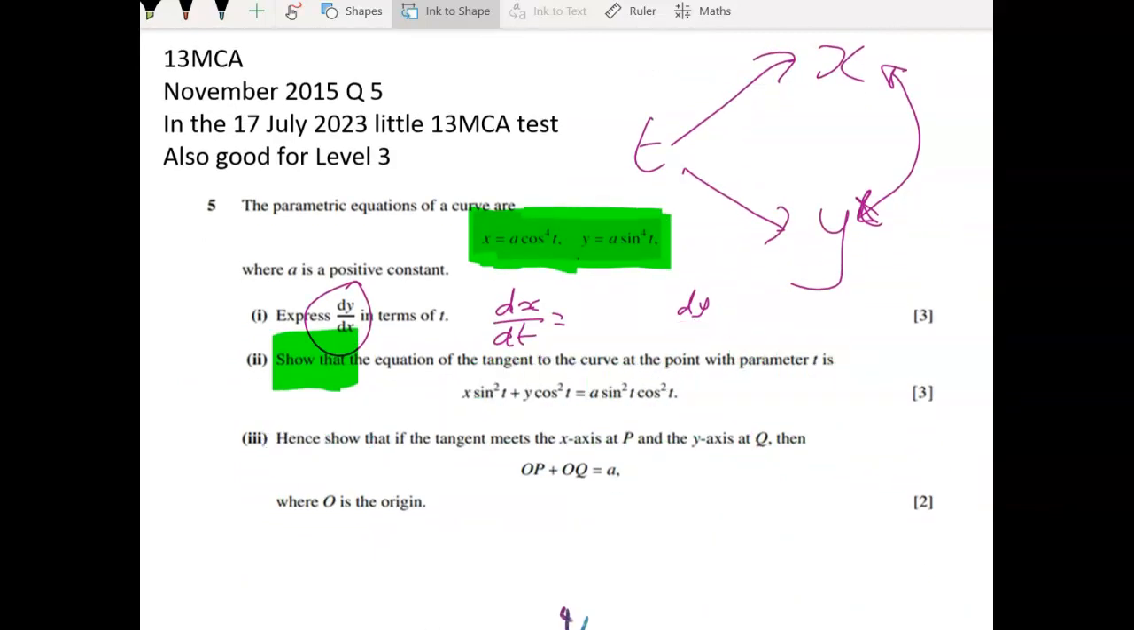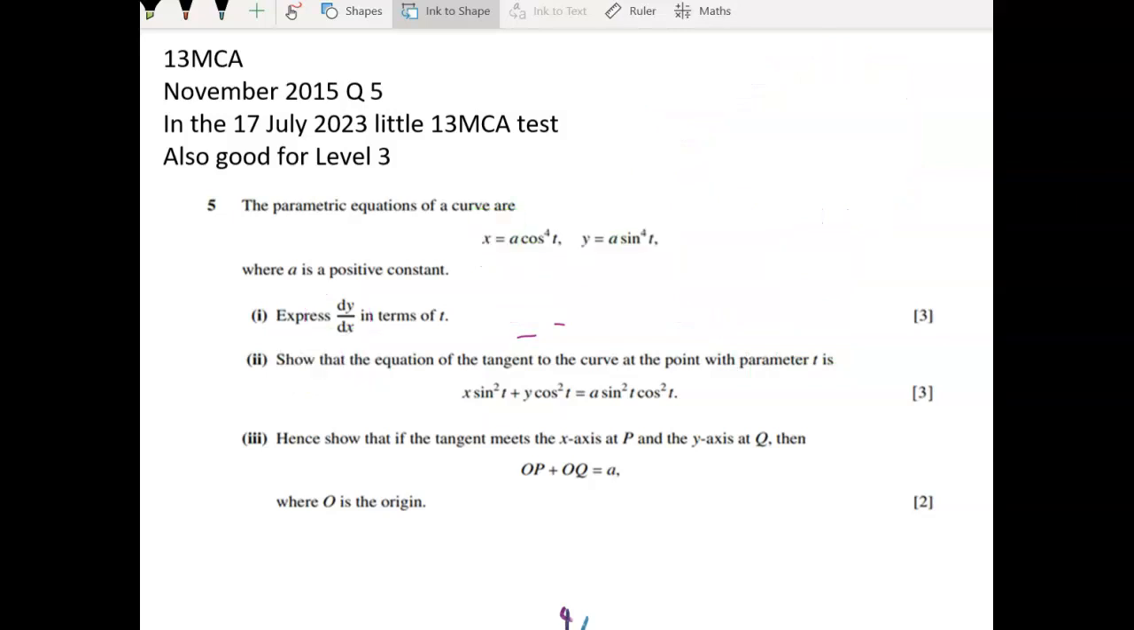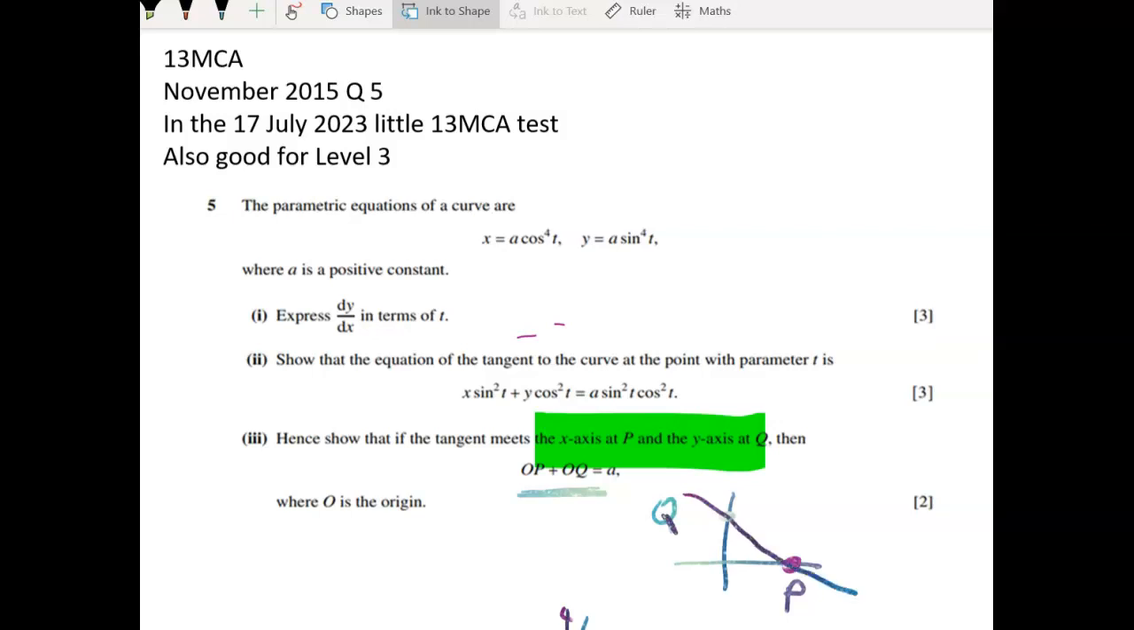Okay, hence, here's your big clue. Show that if the tangent meets the x-axis at P and the y-axis at Q, then this has to be true. So let's think about what we've got with the tangent. It meets the x-axis at P, put a point P down here, and it meets the y-axis at Q. Now, it doesn't have to be in those quadrants, but that will do. What is our distance OP plus OQ? Well, OP is just out to here, and OQ is up to here. All I need to do is figure out the y-intercept and the x-intercept for this equation.